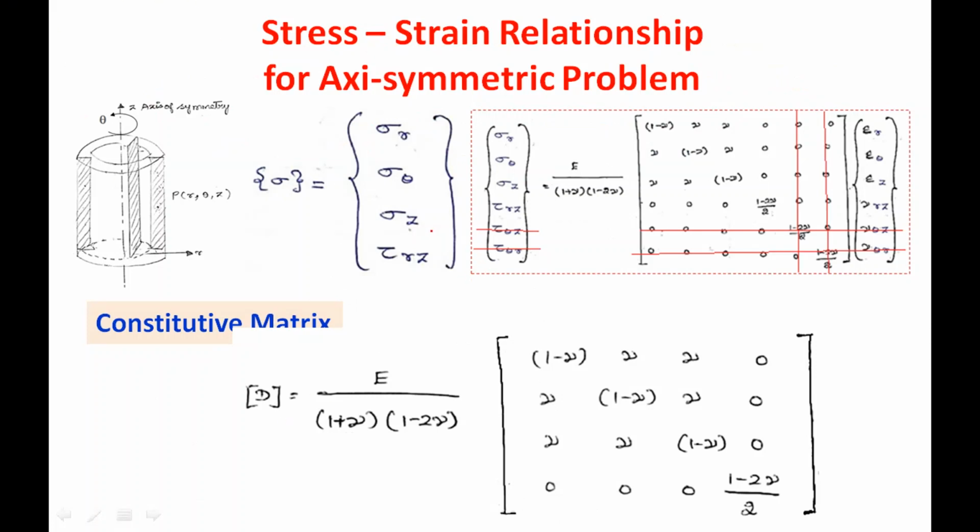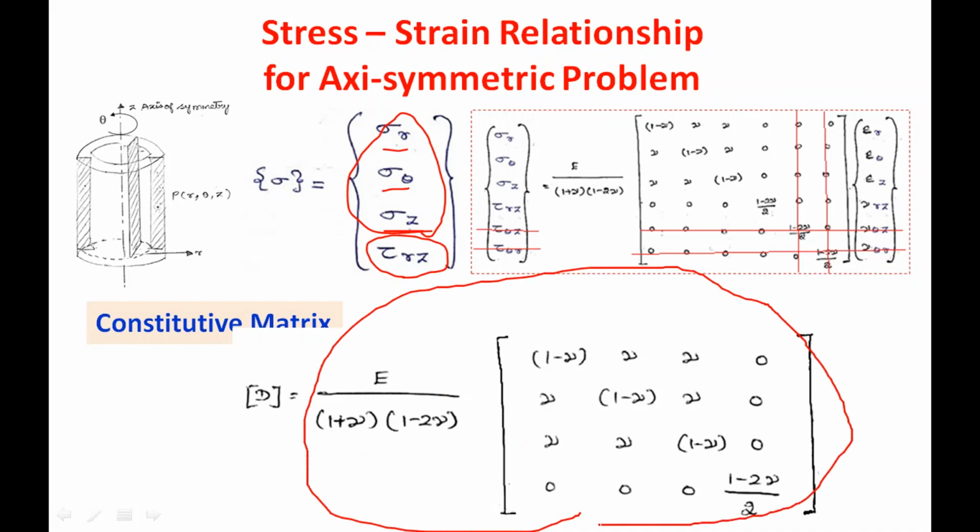For the axisymmetric problem, in the stress matrix we have three normal stresses: sigma r, the radial stress; sigma theta, the circumferential stress or hoop stress; sigma z, the axial stress or longitudinal stress; then the shear stress along the RZ plane. For these four stress values, we have a 4 by 4 constitutive matrix like this, where D is equal to E divided by (1 plus nu)(1 minus 2 nu), and inside the matrix we have 1 minus nu, nu, 0 like this. So this is a 4 by 4 matrix.